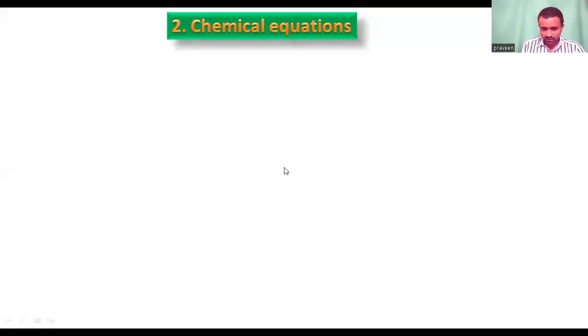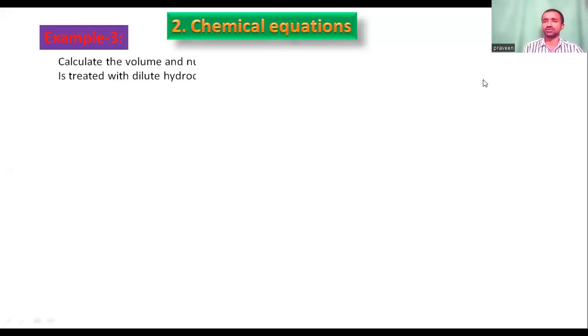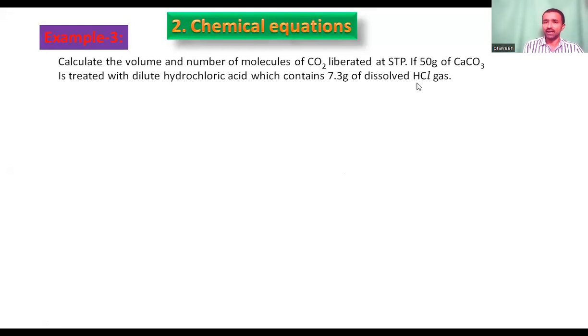Here, in example number 3, it is simply asked to find the mass, volume, and number of molecules. But here you have to notice one thing differently: the masses of two substances are mentioned clearly. In the previous examples, only one substance's mass is given.